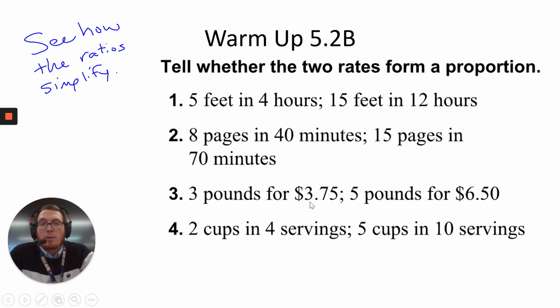For example, on number 3, I could take 375 divided by 3 and figure out how much it is per pound. I could also just simplify down and do it that way as well. Either option should get you to the same response.